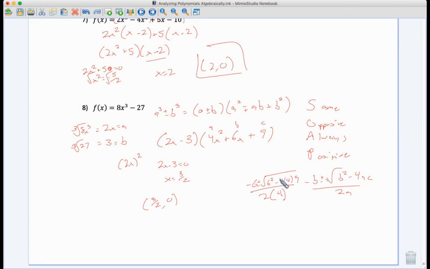And if we take a look at just the value underneath the radical here, this is going to give me 36 minus 16 times 9. What's going to happen is I'm going to end up with a negative value underneath my radical. And because of that, I'm actually not going to get any real zeros for this particular solution. So for this factor, the 4x squared plus 6x plus 9, I'm not going to be able to get any x-intercepts. Therefore, my only solution is 3 over 2, comma 0.